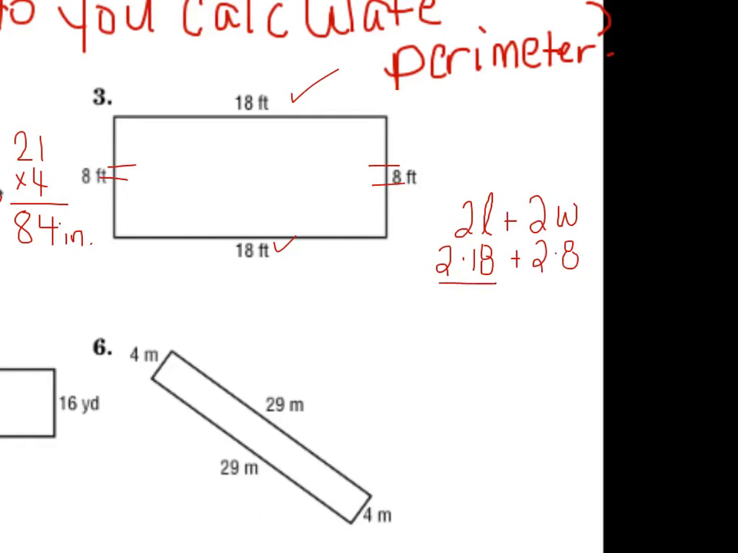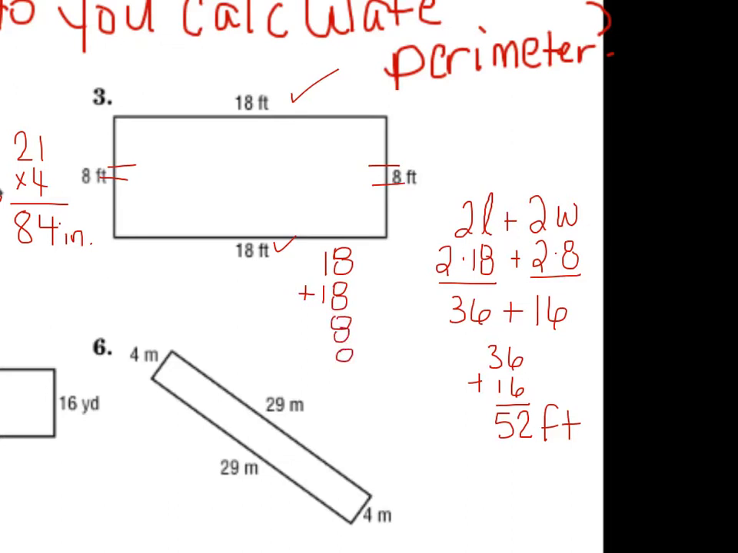So 2 times 18 is 36. 2 times 8 is 16. And when you add those together, you get 52 feet. Okay, you could do it like that. Or you could do 18 plus 18 plus 8 plus 8. Either way, you're going to get the same thing. 52 feet. So it's 52 feet all the way around.